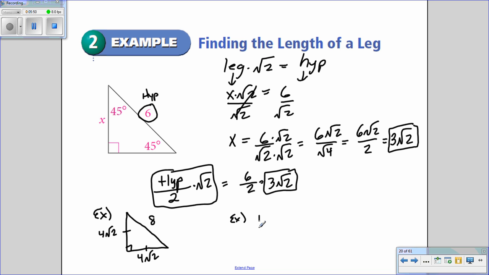One more example. If our hypotenuse is an odd number, like 11, that doesn't divide by 2, so we leave it in fraction form. 11 over 2, square root of 2. That concludes our lesson on 45, 45, 90 right triangles.